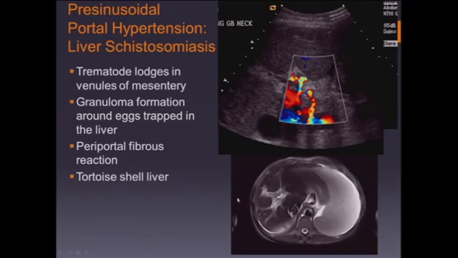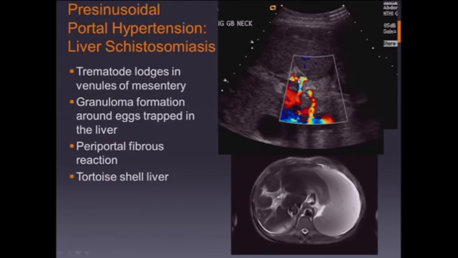This appearance of the liver is known as the tortoiseshell liver, as shown on this T2 weighted MRI, where the fibrous bands appear as high signal structures within the liver, somewhat resembling the shell of a tortoise.